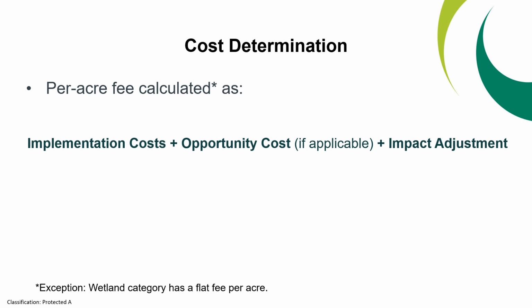Over the next few slides, we'll talk about how this funding is determined. So we have a cost determination calculation that calculates the per acre fee offered. And this is calculated as the implementation costs of the project plus the opportunity costs when applicable, plus an impact adjustment. And I will review each of those items separately over the next few slides. You will notice there is an exception to this calculation, that is for wetlands. That category has a flat fee of $1,000 per acre.